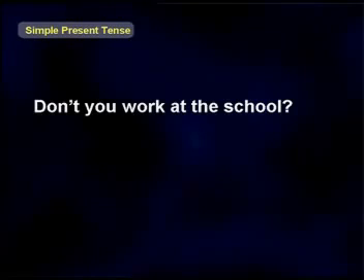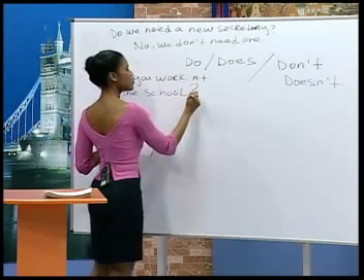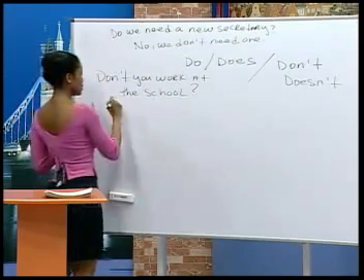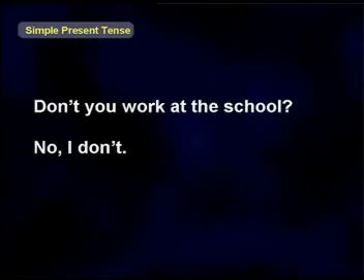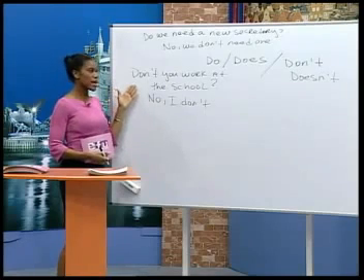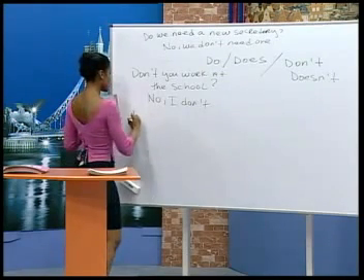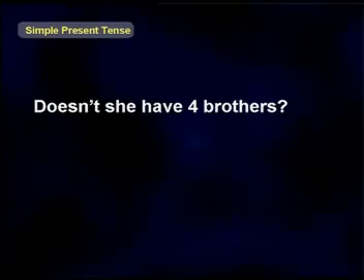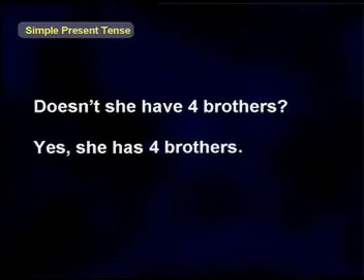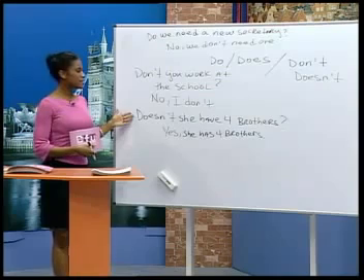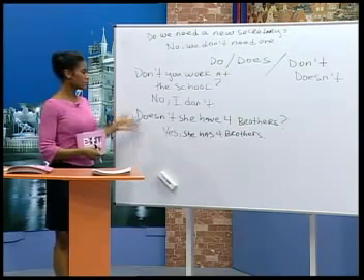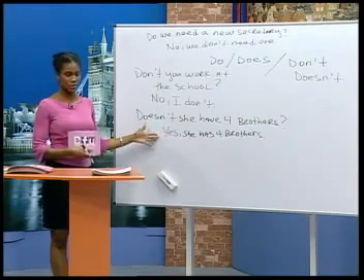Okay. We need to look at some more examples. Don't you work at the school? So you can begin a question with a negative. Answer is, no, I don't. All right, don't you work at the school? No, I don't. Next example. Doesn't she have 4 brothers? Yes, she has 4 brothers. Question, doesn't she have 4 brothers? Yes, she has 4 brothers.